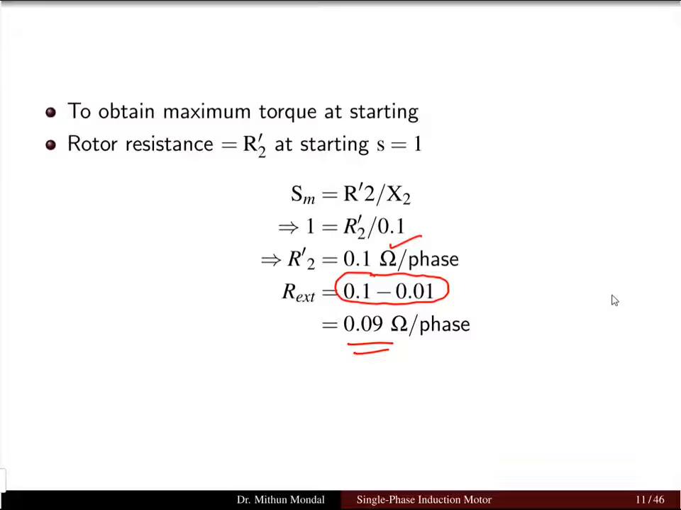Remember, this resistance we can add only in a slip ring induction motor, and it is not possible to add any external resistance in a squirrel cage induction motor. So this problem belongs to the 3-phase induction motor case.